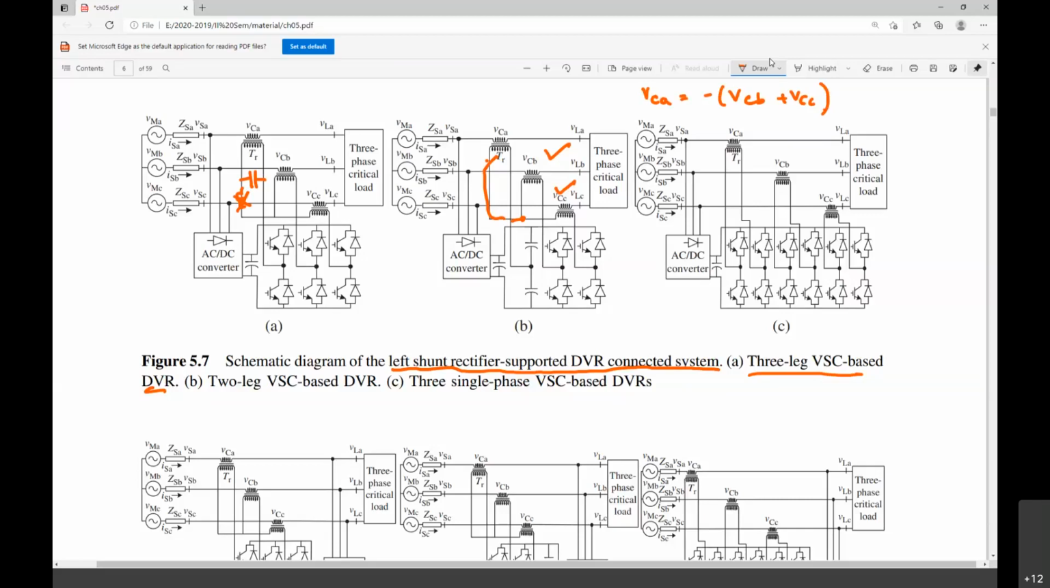Okay, this particular point of the voltage is going to be made out of... what I can say is that the summation of the voltages, VCA is equal to minus of VCB plus VCC.